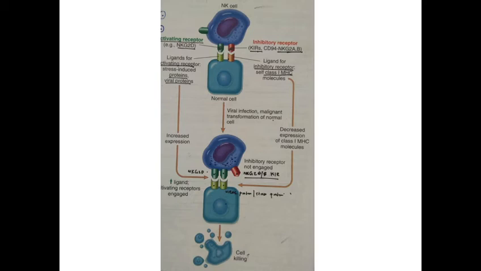So the killer inhibitory receptors are not activated. Instead, killer activating receptors are activated. The ligands for activating receptors include stress-induced proteins, viral proteins, etc.